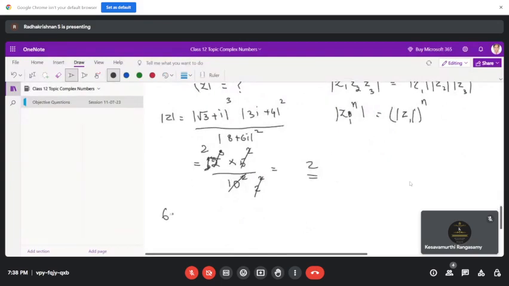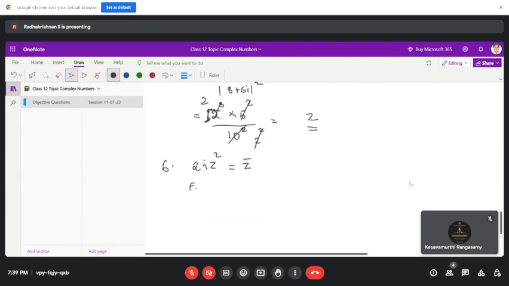So, 6. If z is a non-zero complex number such that 2i z square equal to conjugate of z, 2i z square, I z square. Then what is mod z? Think about it.